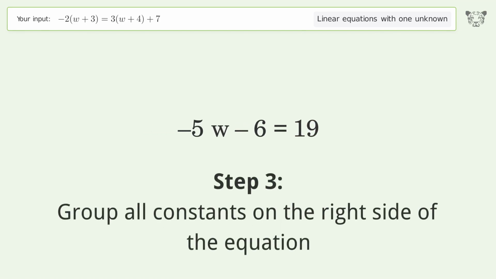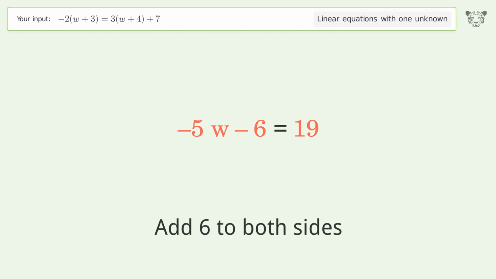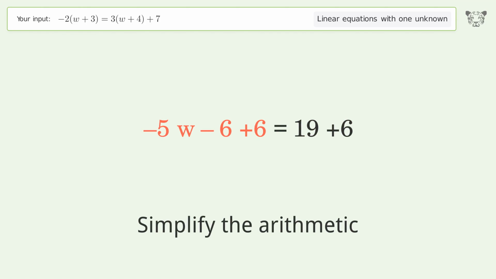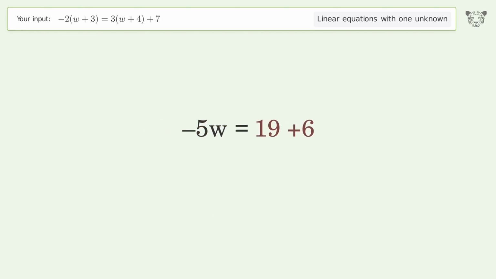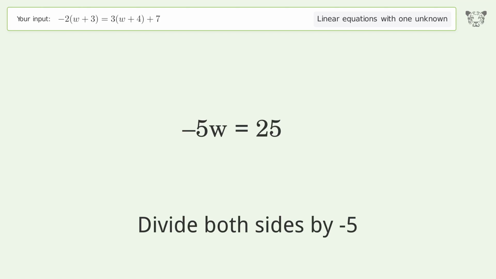Group all constants on the right side of the equation. Add 6 to both sides. Simplify the arithmetic. Isolate the w. Divide both sides by -5.